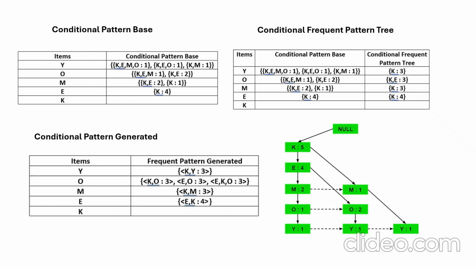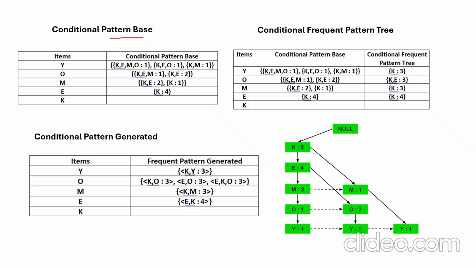I'm just putting it for reference because here, after generating the FP tree, we will be generating the conditional pattern base, conditional frequent pattern tree and conditional pattern generated. So first step is conditional pattern base. So how will we generate this conditional pattern base?